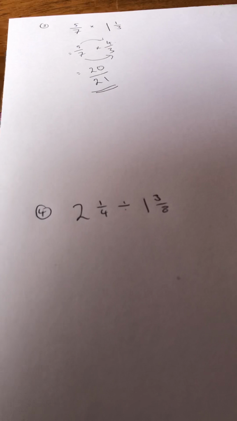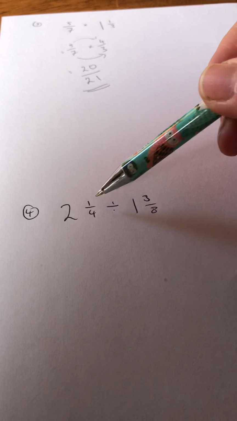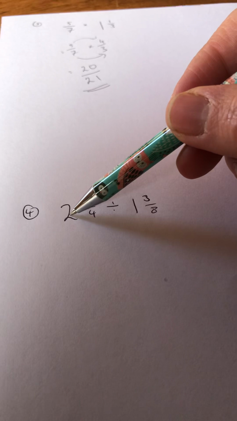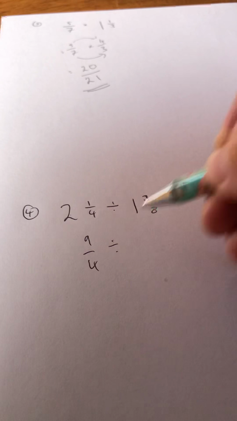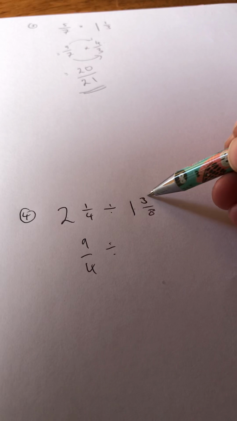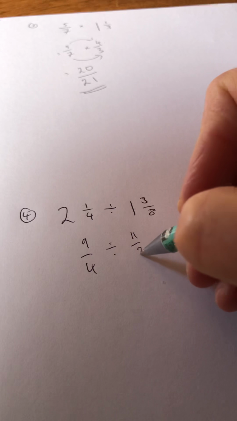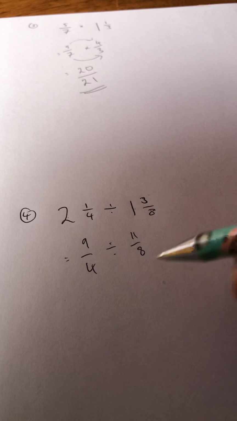Okay, right, last one, division. So here I've got two mixed numbers, so I need to convert them both into top heavy. 4 times 2 is 8, plus 1 gives me 9/4. 8 times 1 is 8, plus 3 is 11/8. Now, do you remember our keep, change, flip?